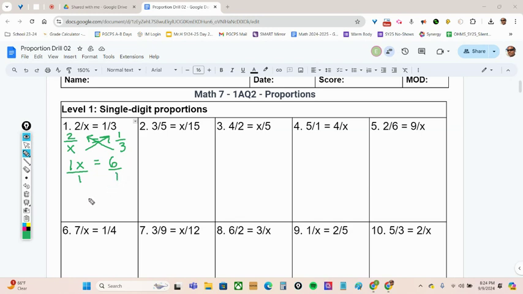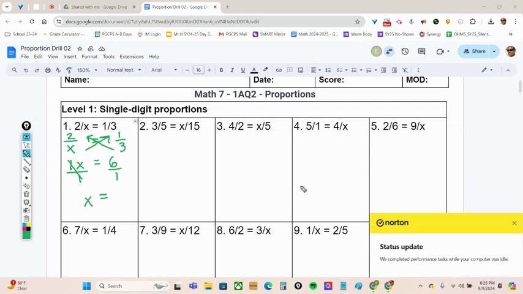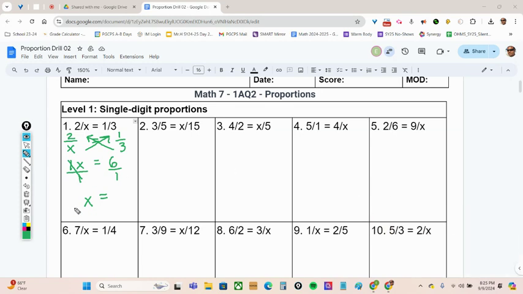Okay, so what that does is basically cancel out whatever you're dividing by that is next to the variable or unknown. 1 divided by 1 is 1. Okay, but we don't need to indicate a 1. Okay, we don't need to write the 1. Okay, and 6 divided by 1 is 6. Circle your final answer.